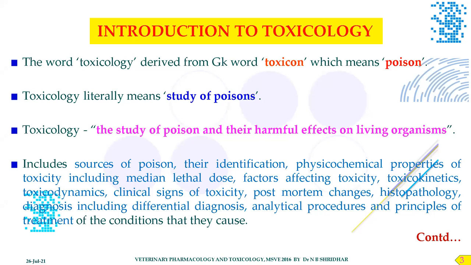So the differential diagnosis, and the analytical procedures, how to find the poison based on laboratory evidence, and the principles of treatment. Ultimately, as a veterinarian, this is very important: how to treat the animal with a proper antidote or proper therapy or therapeutic guidelines. To arrive at this conclusion, we need to study all these things, including the history of the poisoning.